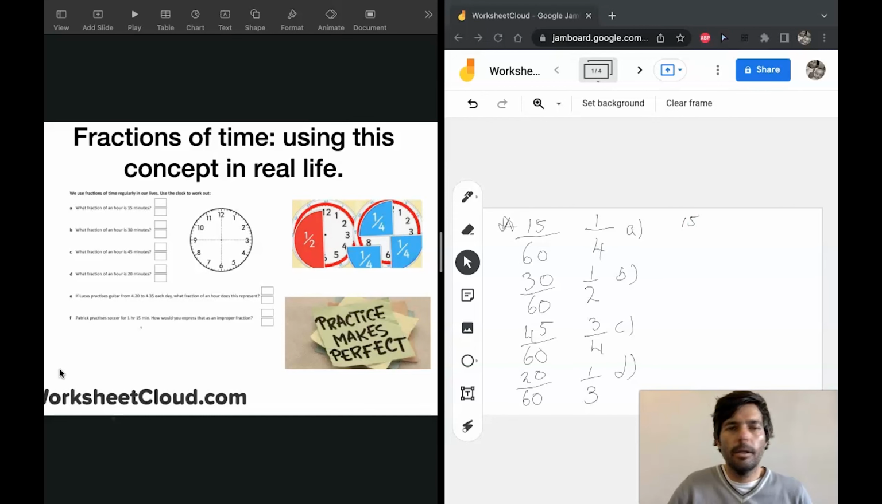What fraction of an hour does this represent? So very much the same as A. Simplify your fraction, and that's going to be a quarter. Okay, and then your last question, F.